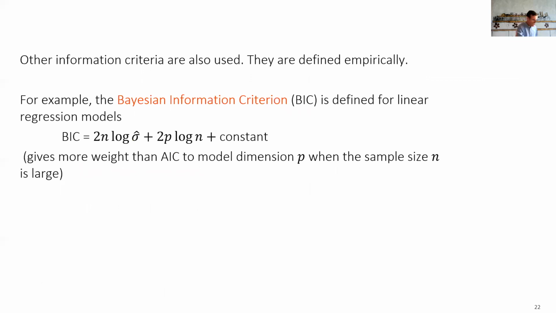Other information criteria are used in practice, although the AIC is the most standard one, but very often some papers that are very much rooted in least squares use different penalty terms. The Bayesian information criterion is defined for linear regression models with a slightly different weight, penalty term, than the AIC. It weighs it with log n, where n is the size of the sample. Here, as far as I know, there's no real theoretical, well-grounded justification, but empirically, it works well.